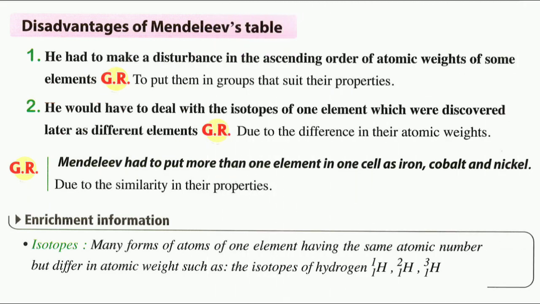Disadvantages of Mendeleev's periodic table. 1. He had to make a disturbance in the ascending order of atomic weights of some elements to put them in groups that suit their properties. 2. He would have to deal with the isotopes of one element, which were discovered later as different elements, due to the difference in their atomic weights. 3. Mendeleev had to put more than one element in one cell, as iron, cobalt, and nickel, due to similarity in their properties.